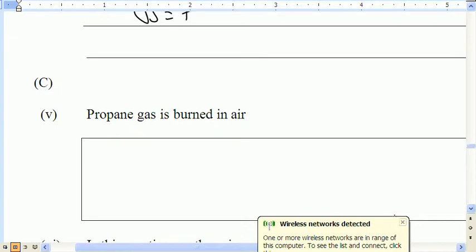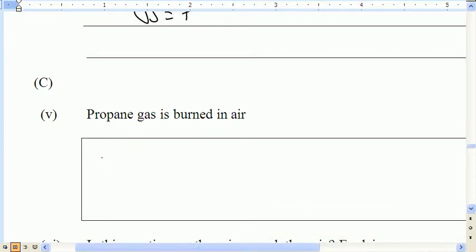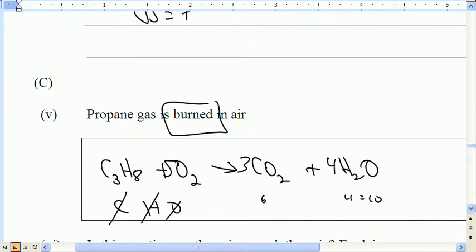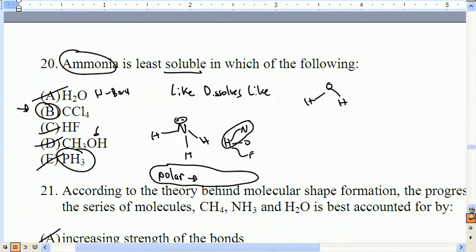Alright, propane gas is burned in air. C3H8 plus O2 goes to CO2 plus H2O. C, H, then O. 3 C's, 3. 8 H's, 4. O's, 6 there, 4 there, 10, 5. The word burn tells us that it's an exothermic reaction.